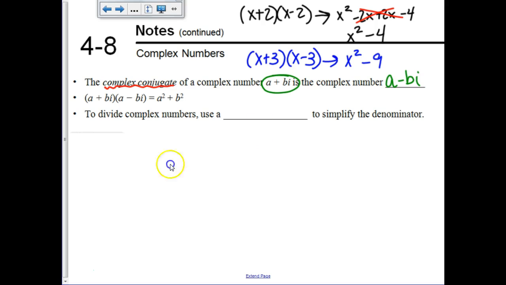So in order to divide a complex number, we're going to use the complex conjugate in order to simplify the denominator. This is the only mathematical way we can manipulate it so that we have a proper complex number answer. And I'm sure you've guessed by now, but when we're done, every single answer will look like that, a plus bi.